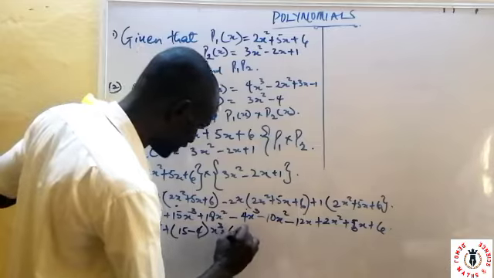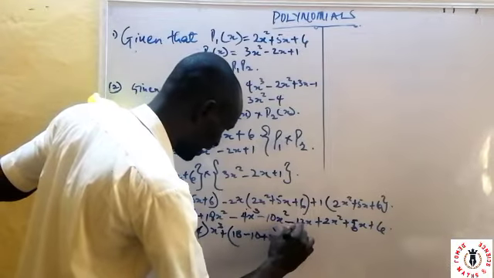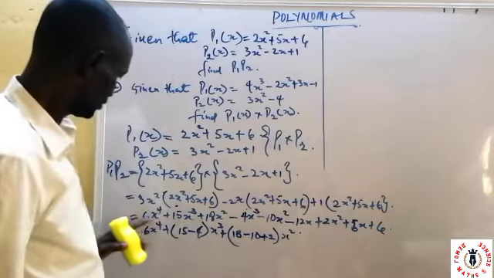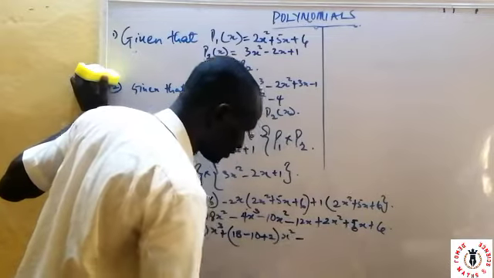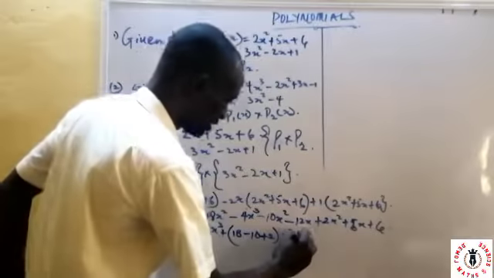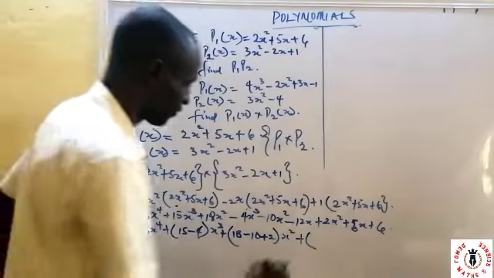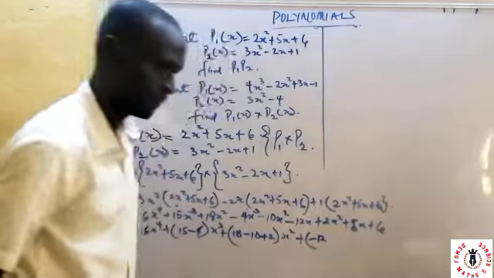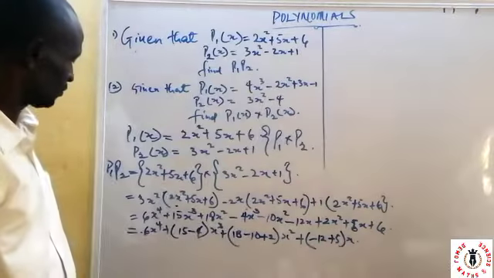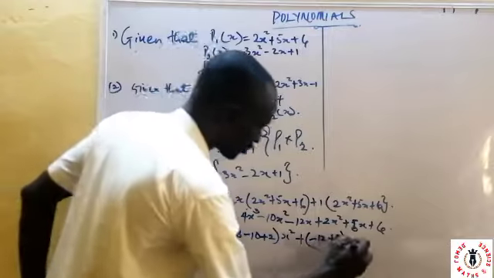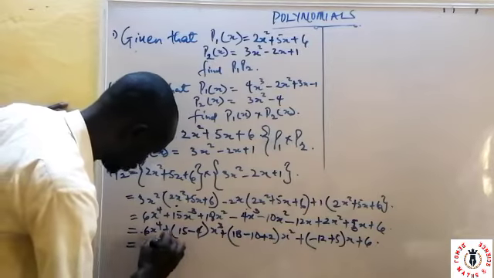For x squared, I have plus 18, I have minus 10, and I have plus 2. All of them are in x squared. Now for x, I have minus 12. Rather than use negative sign to open my bracket, I'd rather use a plus here. I'll close the bracket. But note that here I have minus 12. The 12 goes with its negative sign in here. Then plus 5x. And I have plus 6. That's the only constant.